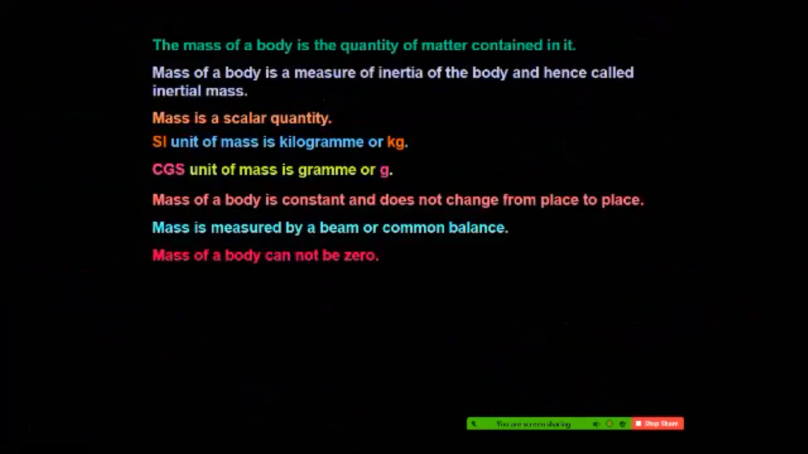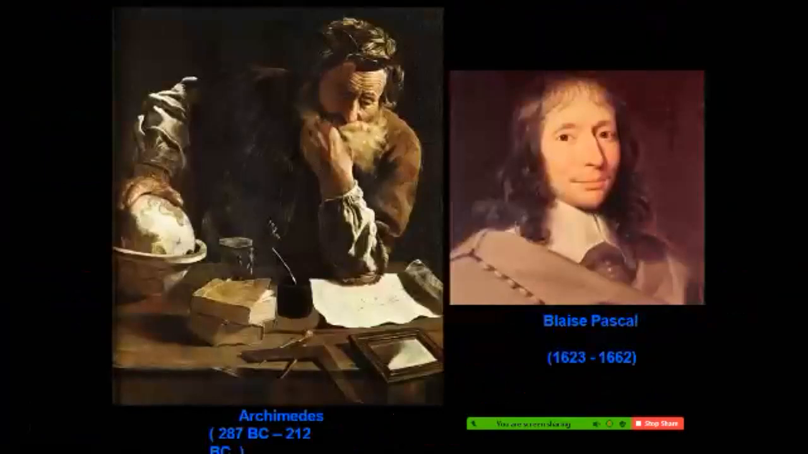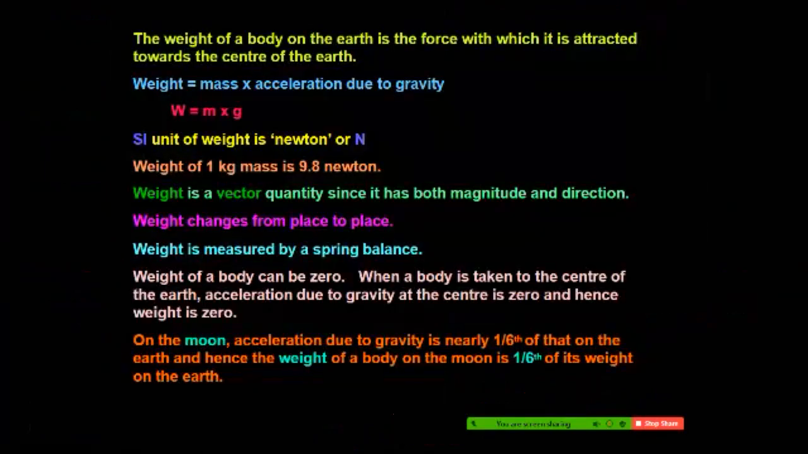Mass of the body is the quantity of matter contained in it. Already you know mass is a scalar quantity. Weight of the body on the earth is the force with which it is attracted toward the center of the earth. Means weight is equal to mass into acceleration due to gravity. So that is the weight.